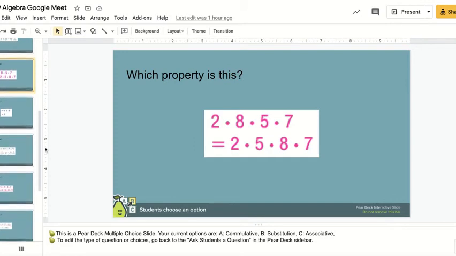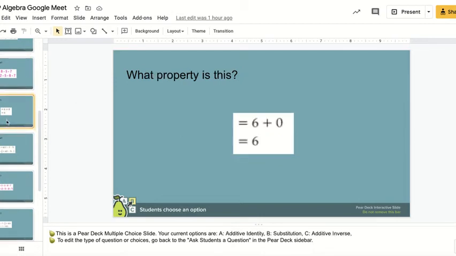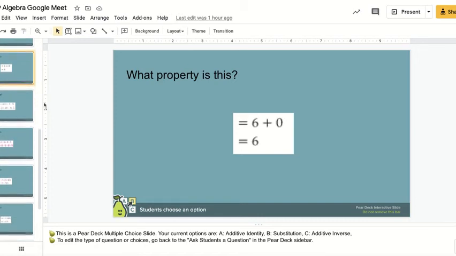For this one, notice I changed the order in which I'm multiplying. So that is the commutative property. I don't have parentheses in here. I'm not associating. I'm changing the order. I switched the 5 and the 8, so that is commutative. For slide 7, we have 6 plus 0. That stays the same. Remember, identity is the same, and we're adding, so that is additive identity.